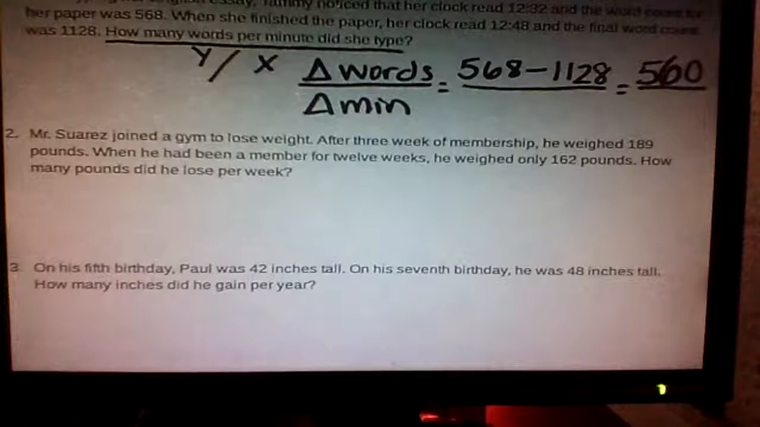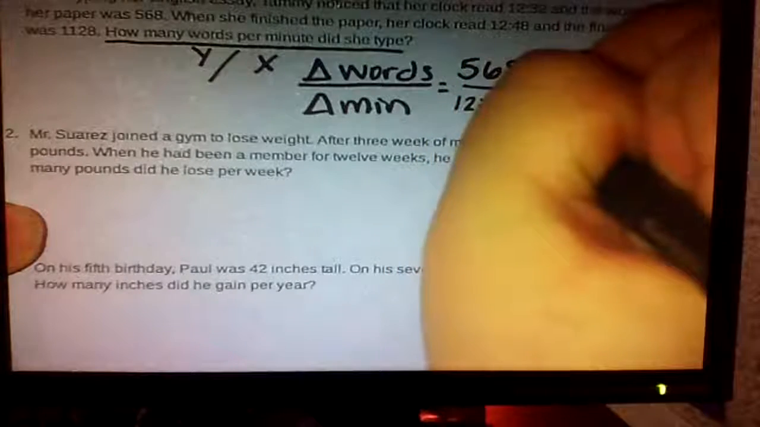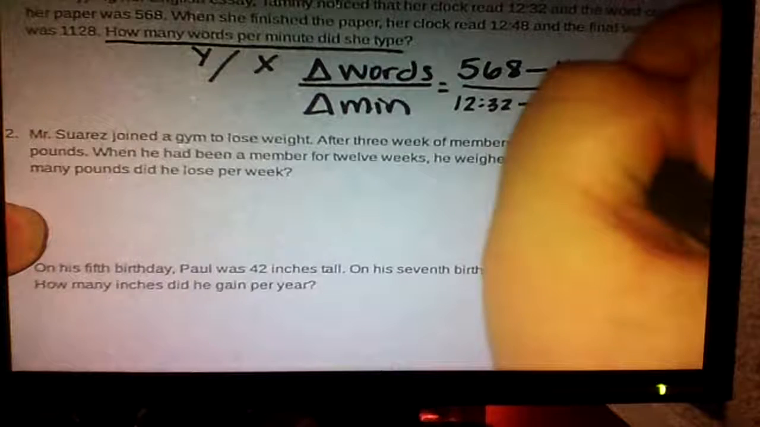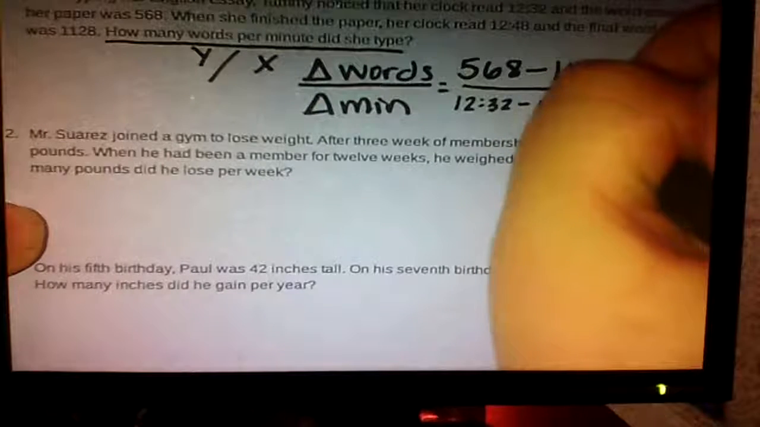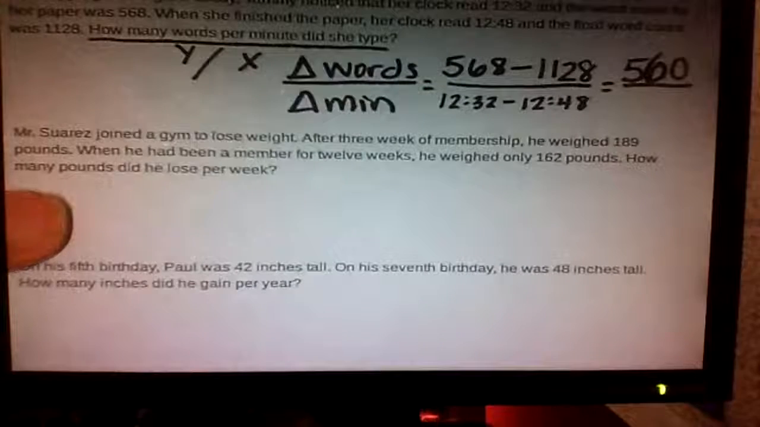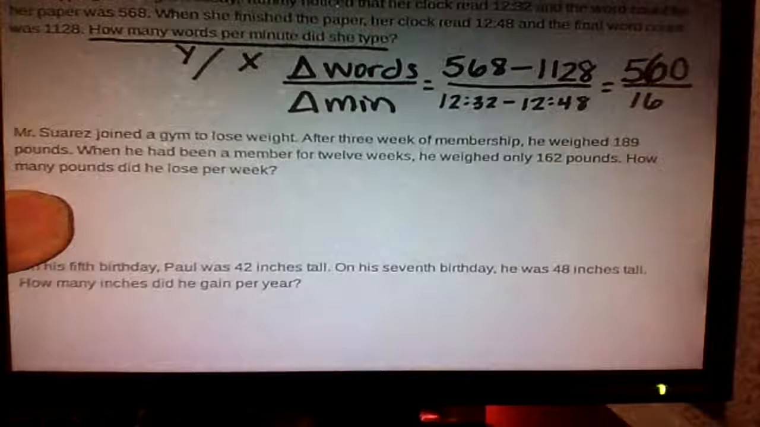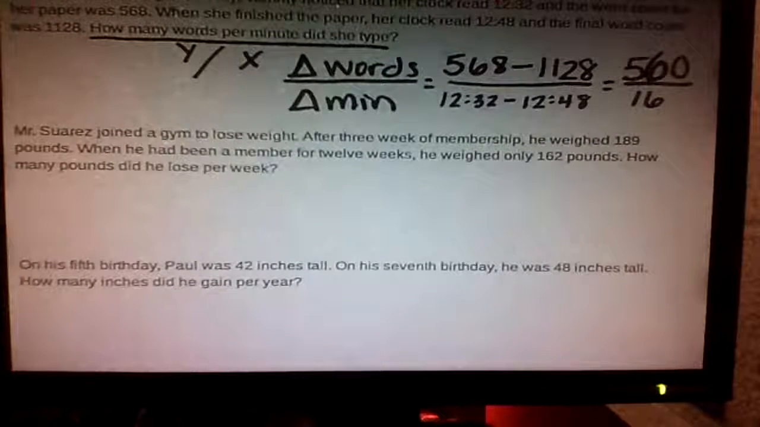Okay. What time did she start typing? 12:32. And we finished at 12:48. How many minutes did it take us to go from 12:32 to 12:48? 16. Okay. What do I get when I divide?